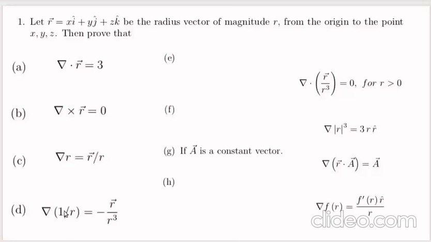Similarly, the divergence of vector R by R cube is 0. The gradient of mod R cube is 3R times unit vector R. Gradient of R dot A is A, and the gradient of f(R) is f dash R times R cap by R. So these are the 8 relations that you have to prove for this vector R. So let's start with the first question itself.